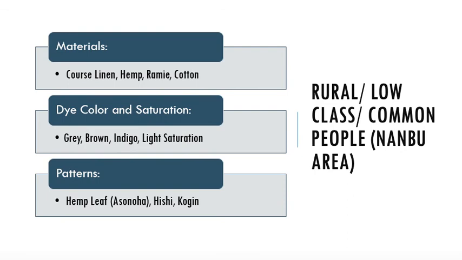The hemp leaf pattern symbolized the materials that they were allowed to use, which was the hemp leaf, and it also symbolized warmth during the winter months. And then the hishi stitch was used to fake a darker saturated dye. They would use 2 threads together, the dark thread to represent a dark saturated dye of the cloth, and then the white thread to represent the Sashiko pattern.